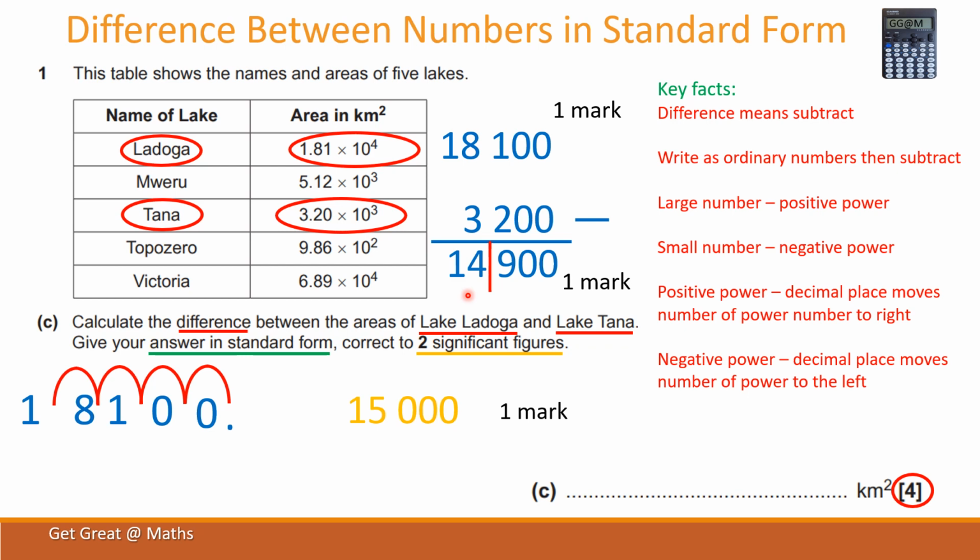I then need to write this answer in standard form. So the decimal point has got to go between the 1 and the 5 because it goes after the first non-zero digit. The decimal point is currently at the end of this number, and it's going to go 1, 2, 3, 4 times to get between the 1 and the 5, which means your answer is 1.5 times 10 to the power 4, because it's a large number, it's a positive power. The number of times that decimal point had to move from between the 1 and the 5 to the end of the number was 4. 1.5 times 10,000, because 10 to the power 4 is 10,000, gives you the 15,000.